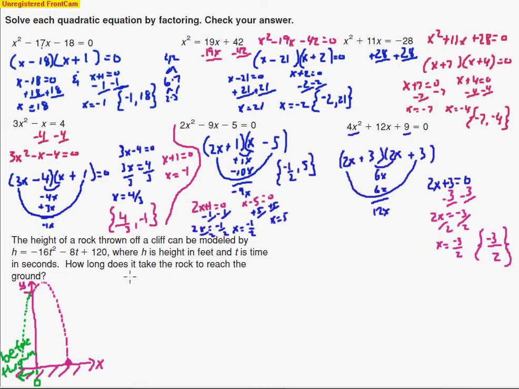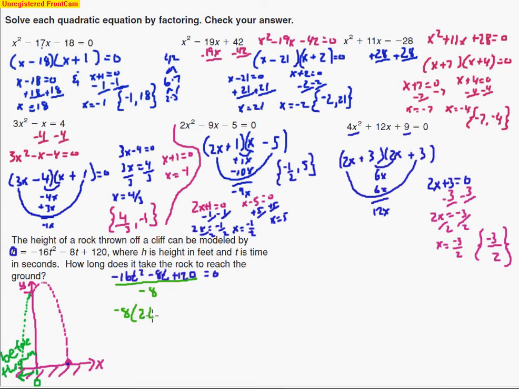So here's what we're going to do. We want to set our height equal to 0. We're going to set this h equal to 0 and then try solving. So let's do that first. Negative 16t squared minus 8t plus 120. I'm going to set it equal to 0, and now I'm going to factor out that common factor. The common factor in this case is negative 8. Every number can be divided by negative 8. So let's do that.